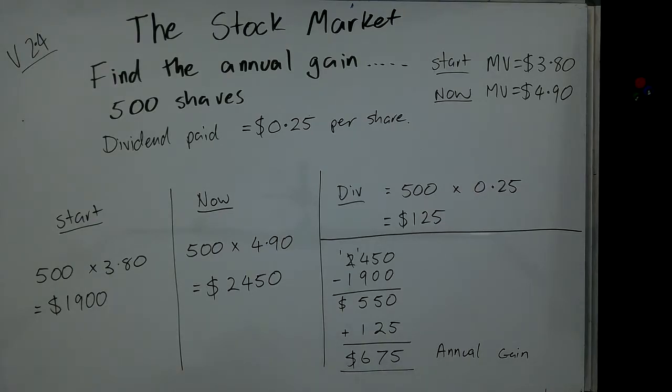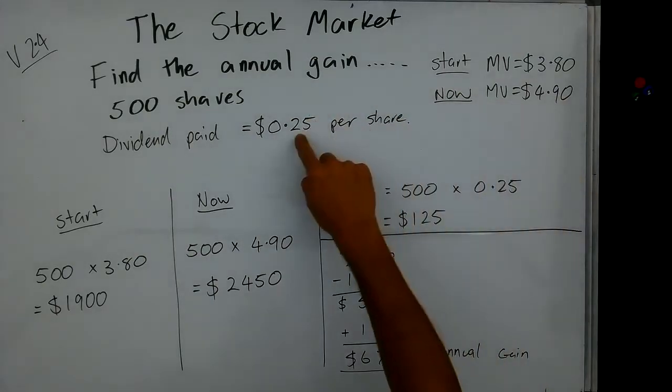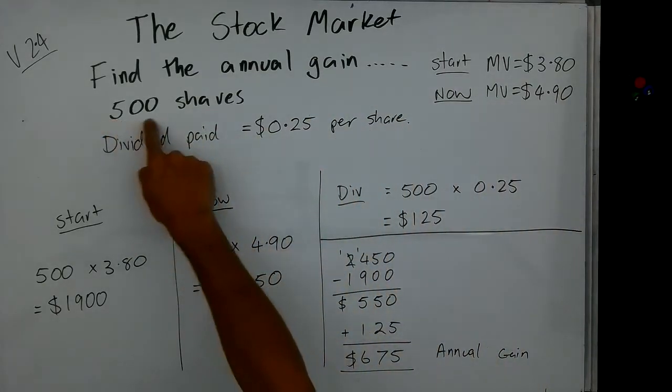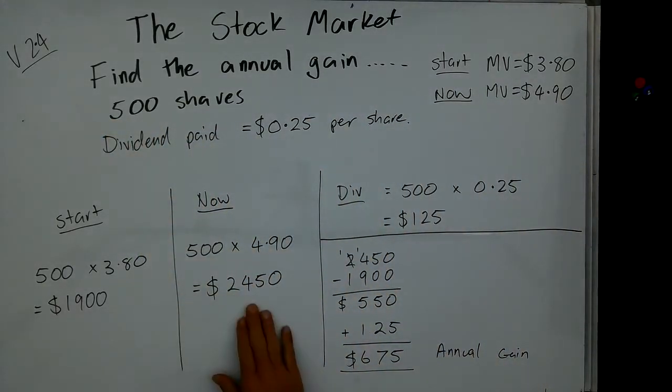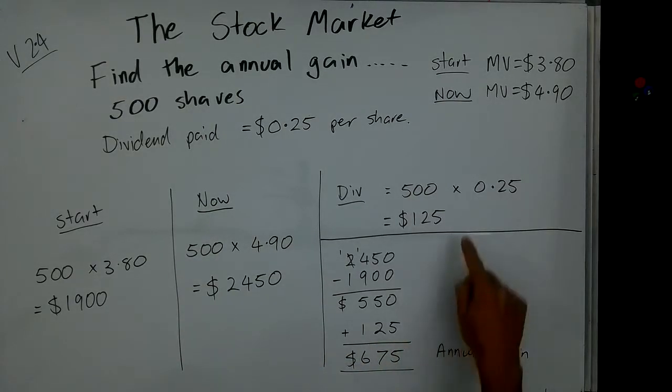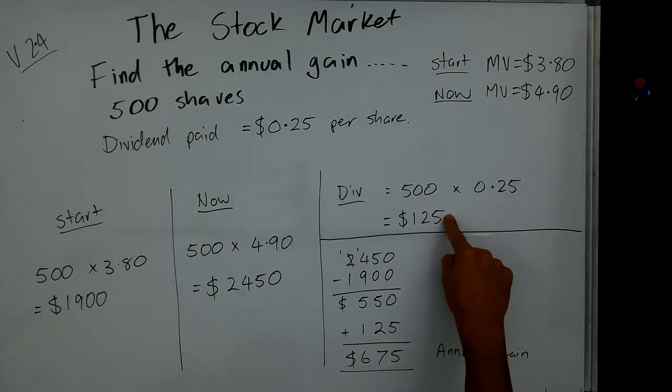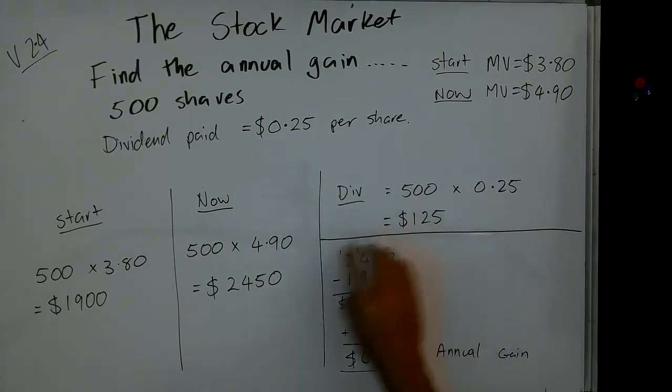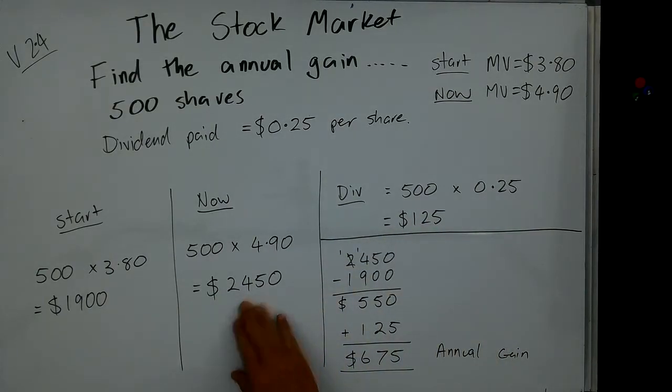Okay, I hope that made sense. That was just essentially multiplying each of the numbers we had by the number of shares and then working out the difference. And so this is gain because it's paid out to the person who owns the shares, and this is what they're worth.